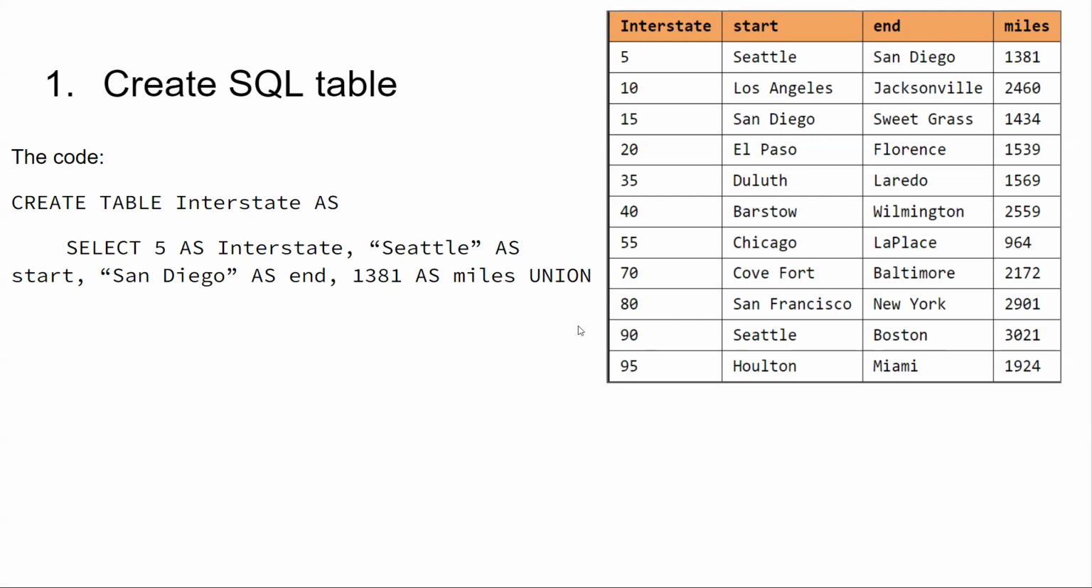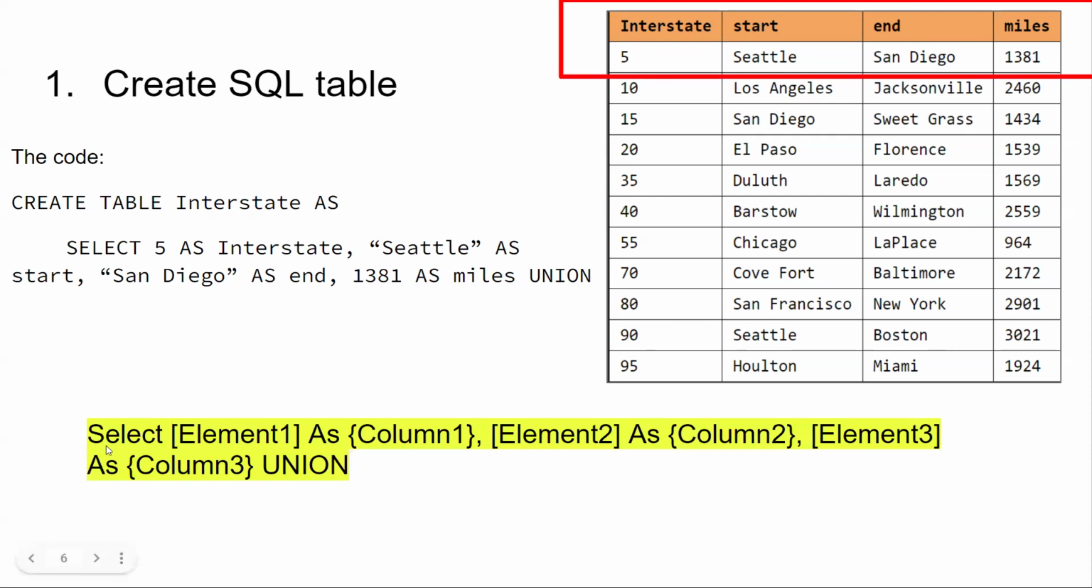For the second row, the format is: select element one from the piece of data as column one, the name of column one, and element two from the piece of data as column two, and element three as column three. If you are not ending at the first piece of data, you should use the keyword union to combine all the data together.